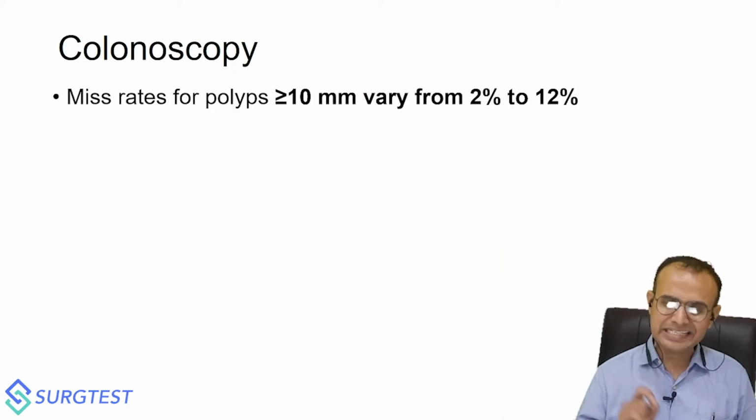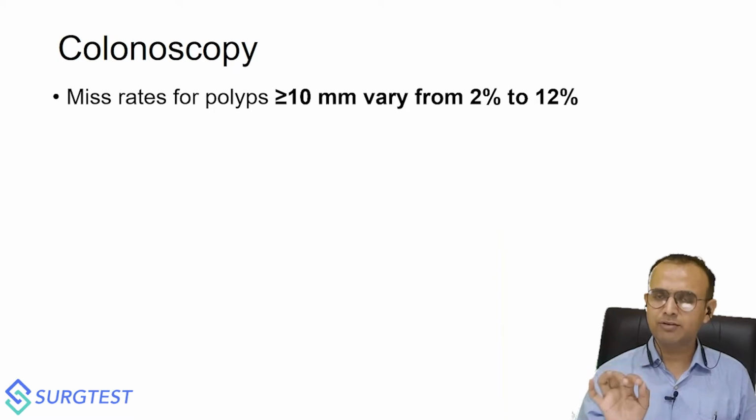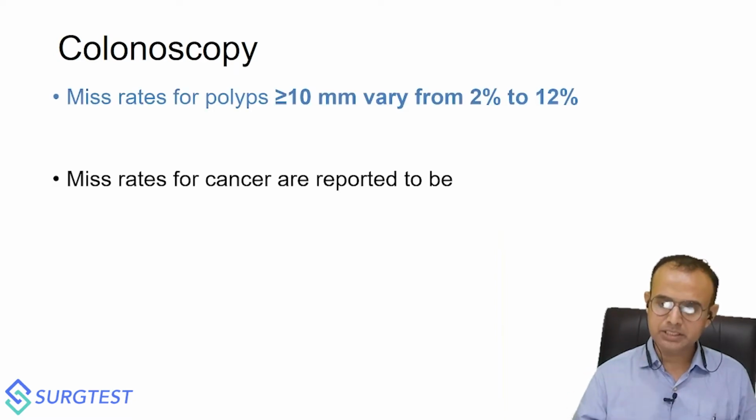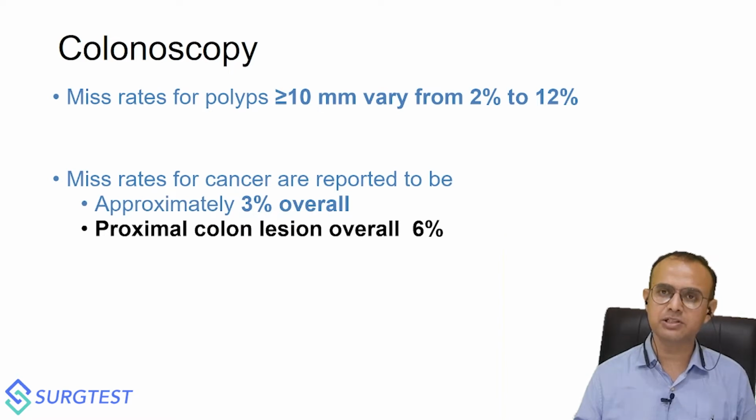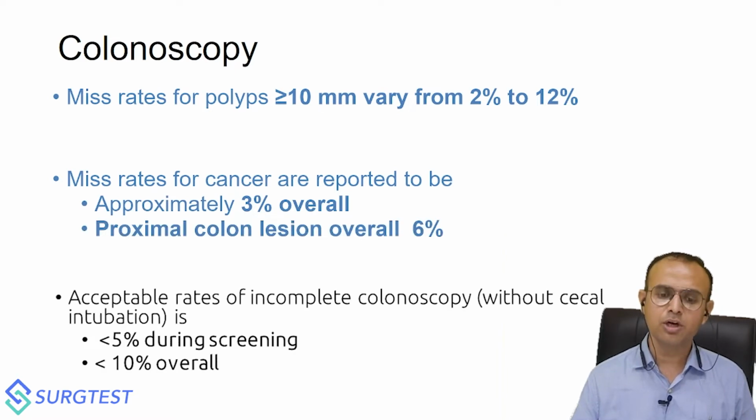Colonoscopy: the miss rate of colonoscopy for lesions more than 1 centimeter varies from 2 to 12%. The miss rate of cancer is reported to be approximately 3% overall. So it can miss the cancer in colonoscopy also. Proximally, if it is a lesion, 6% can be missed on colonoscopy.